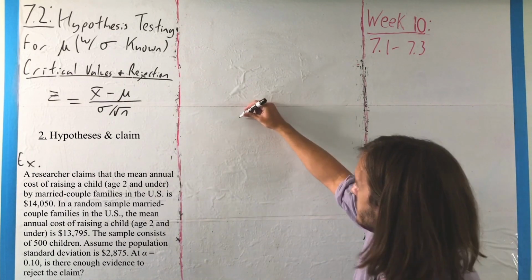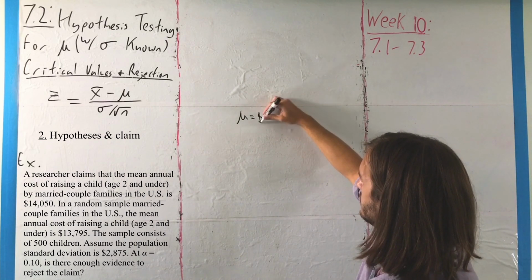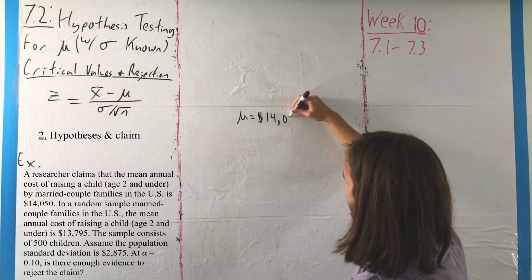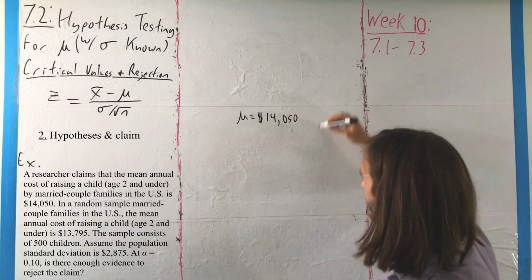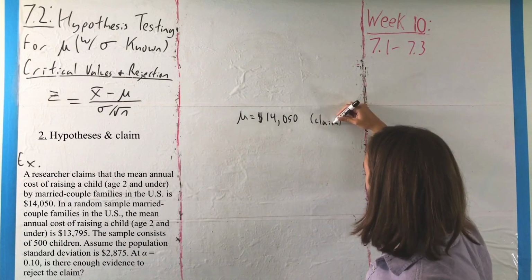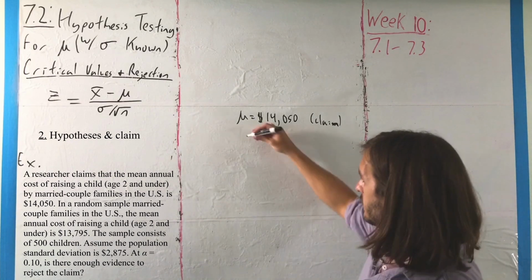They are anticipating a mean of 14,050, and don't ask me why I bothered to write the units for this one. Who knows? Just fall into that pattern, I guess. But that is our claim.